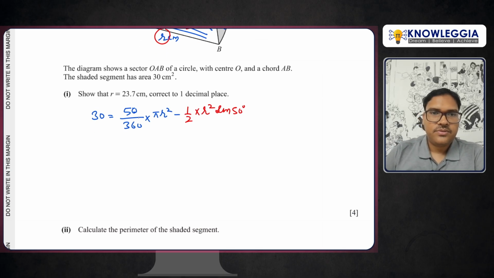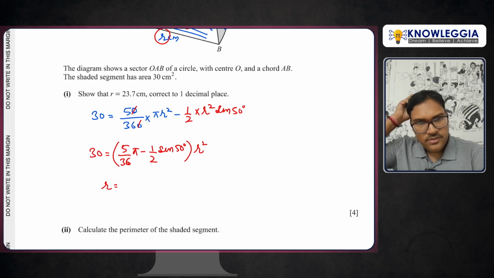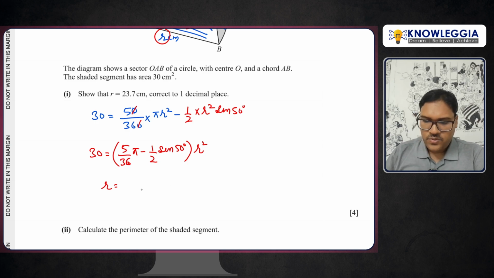Now we will just solve this. You can easily solve this, the 0 cancels. 30 is equal to 5 by 36 minus 1 by 2 sine 50 degrees, and this is into r squared. Now again you can check the calculations. You will find r will be equal to, I'll just write the value, 23.72. And you have to write to correct one decimal place. So r is equal to 23.7. That is how we can easily show this. I hope this is clear. This part is easy, right?